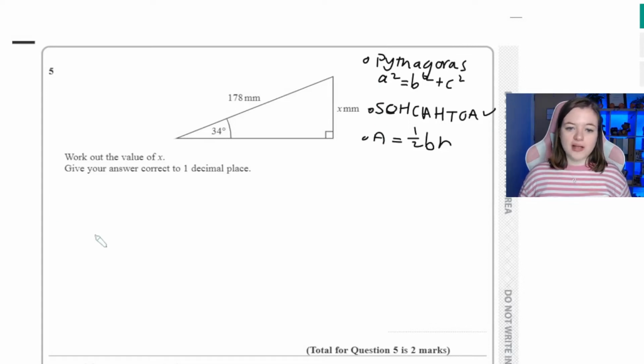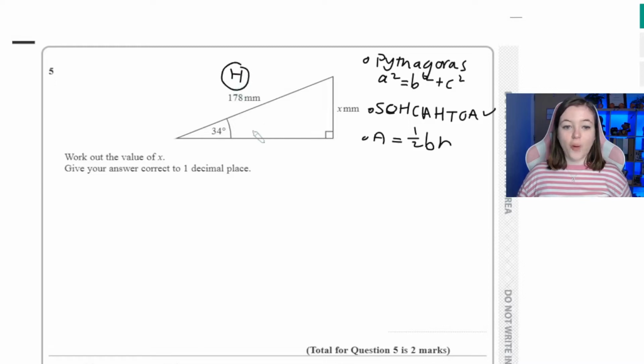So for SOHCAHTOA, first thing you need to do is label your triangle. First thing I'm going to label is the hypotenuse. The way to find that is it's always the length that's opposite the right angle, always when it's directly opposite. So in this case, the hypotenuse is 178.